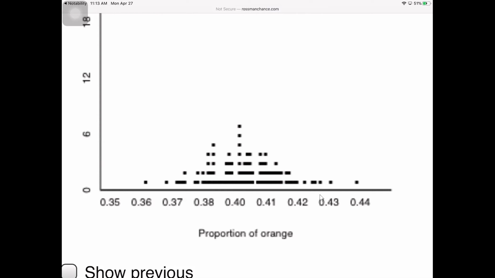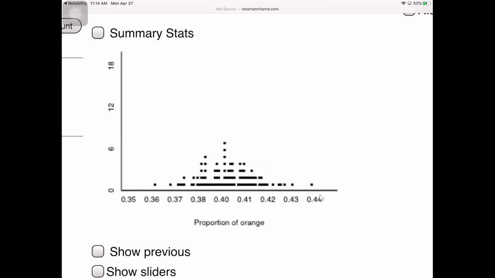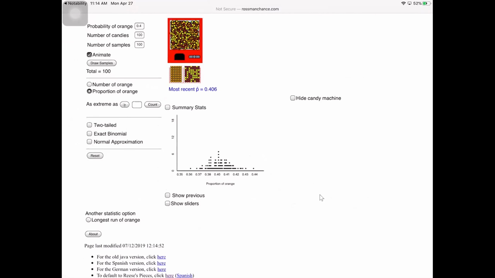Because if I have a sample size of, say, 2 versus a sample size of 1,000, the sample size of 2 was telling me it could be anywhere from 0 all the way to 100%. But now that I have a sample size of 1,000, it's narrowing it down and now telling me it could be anywhere from 0.36 all the way to 0.44. So that's what we're going to be working with for 8.2.